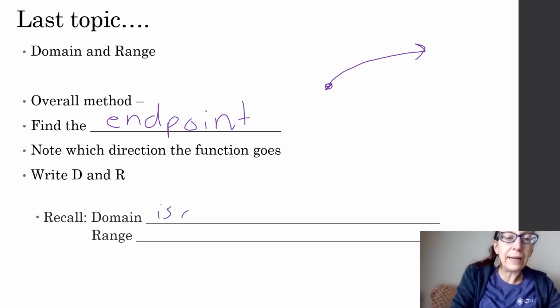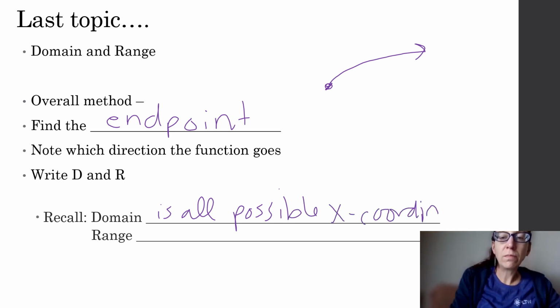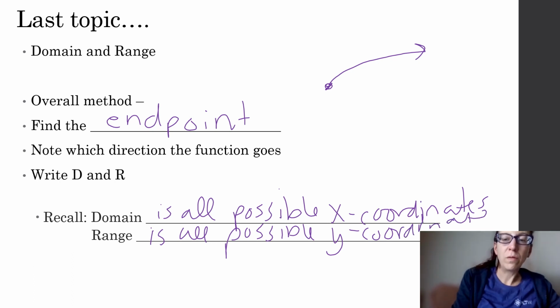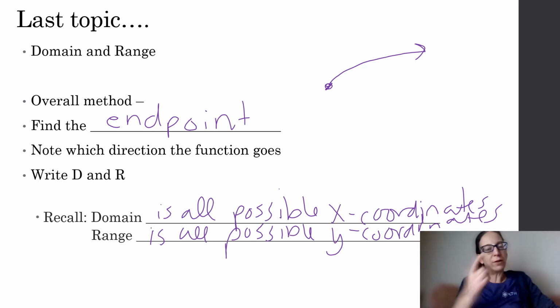Recall that domain is all possible x coordinates. And your range is all possible y coordinates. Okay, so we don't want to forget our definitions there. If you get them backwards, you will get all the answers wrong. And you can probably be pretty safe in assuming that somebody writing a multiple choice test is going to distract you with switching them.